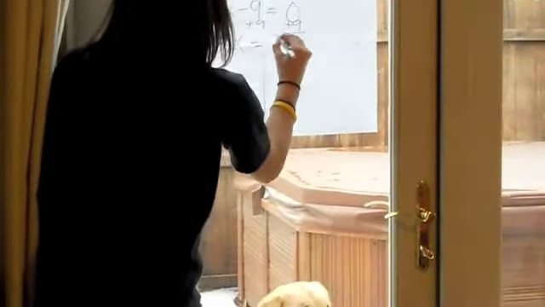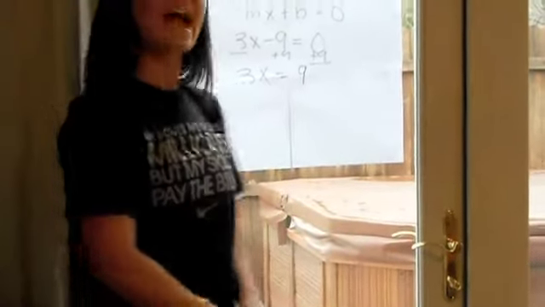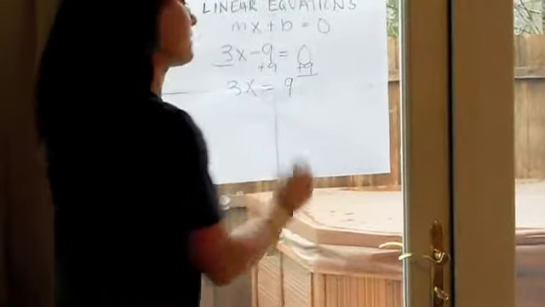3x is equal to 9. Now we're going to solve for x by dividing by 3.